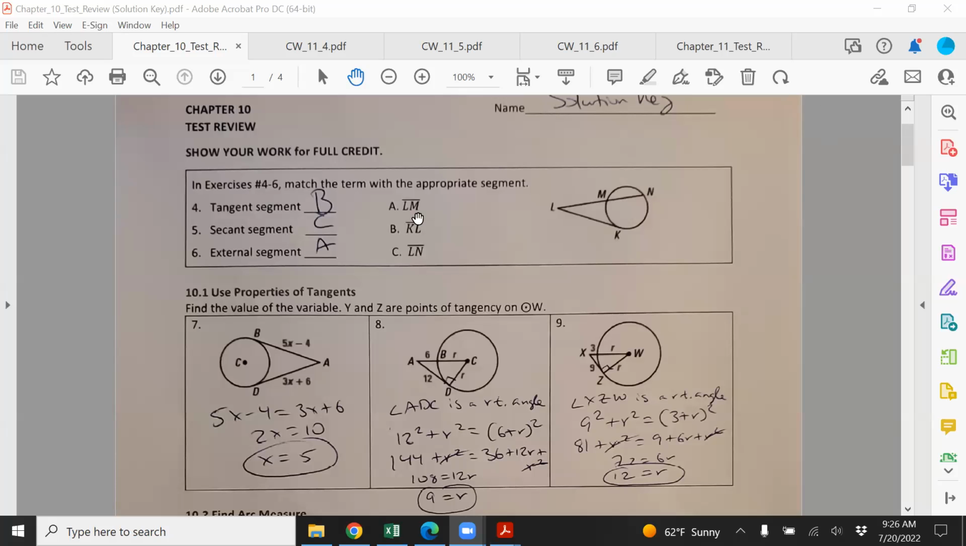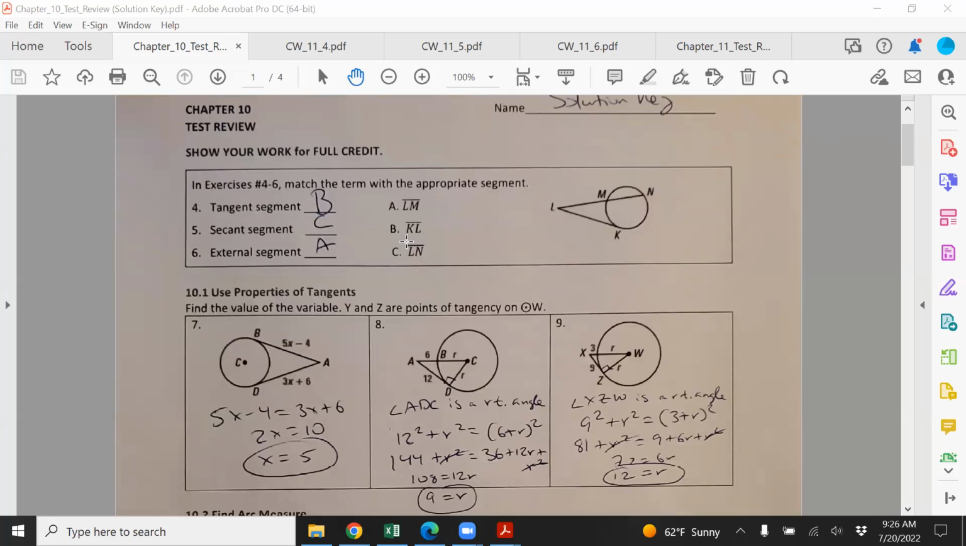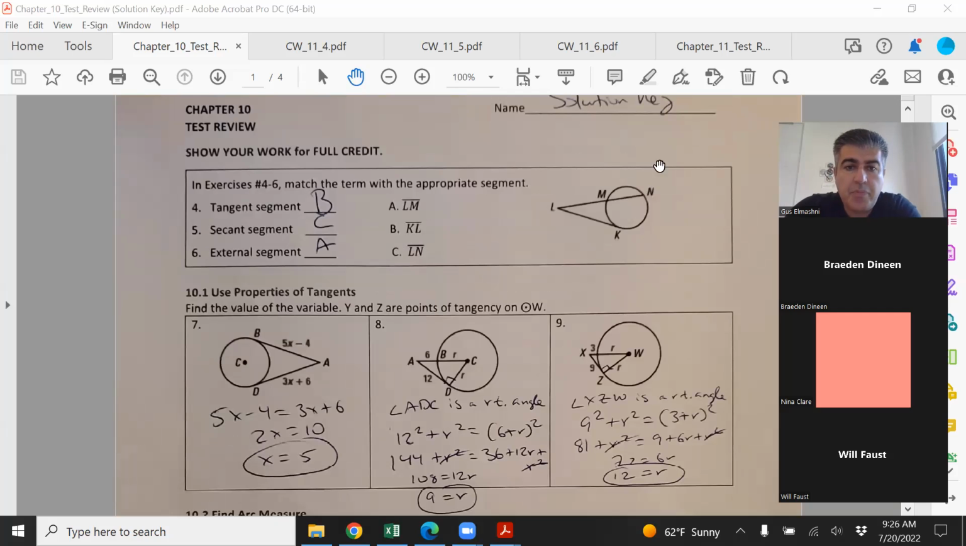So we're going over the chapter 10 test. This is homework number 15. The first three questions are simply just asking you, A, where are these segments here? So B, that's KL, is this.